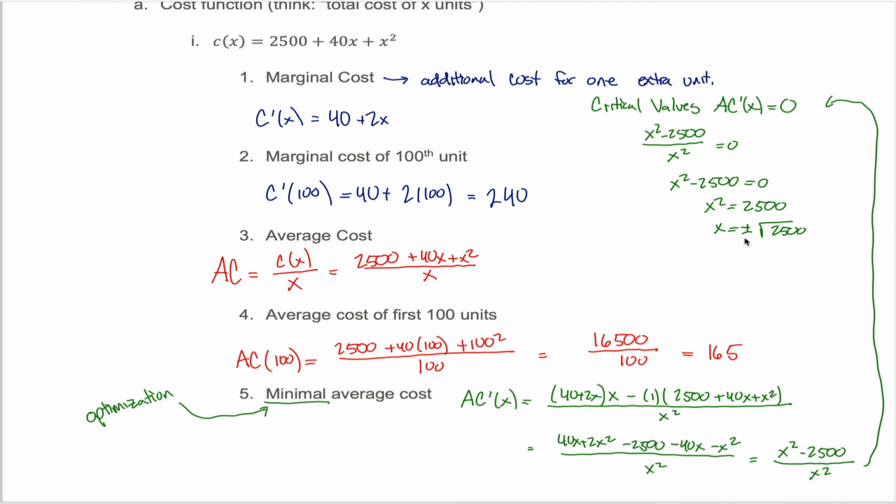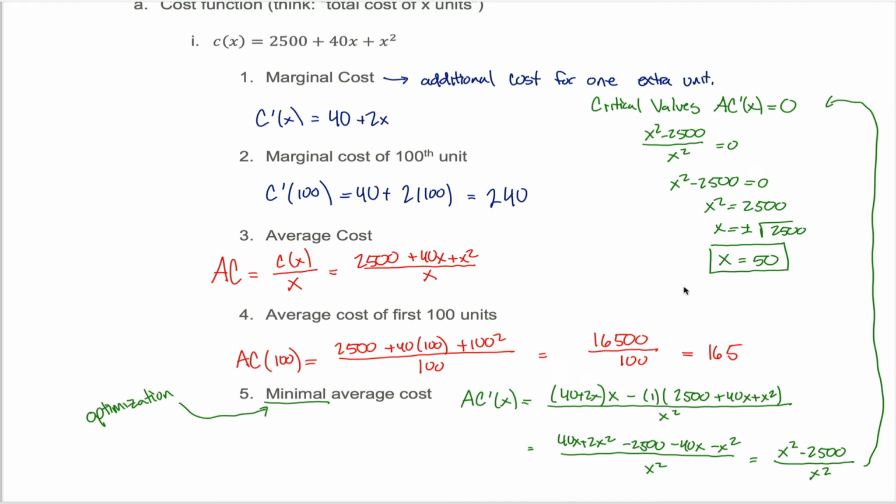x represents the number of units that we produce. It doesn't make sense to produce a negative number of units, so the only relevant solution is the positive square root of 2,500, and the square root of 2,500 is just 50, so we get x equals 50 for our critical value. Technically, this critical value could be the minimal average cost, or it could be the maximal average cost.